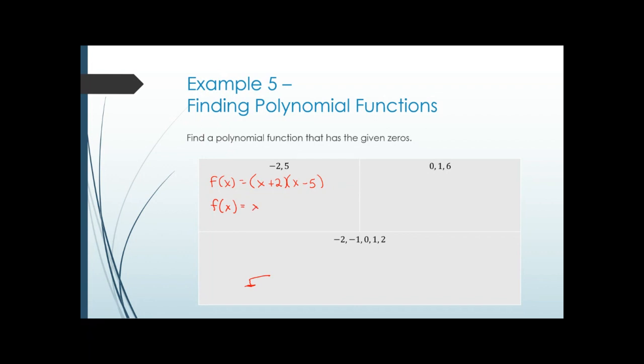So this would give us x squared, and let's see, 2 minus 5, minus 3x minus 10. So you take the zeros, you write them in factored form, and then you multiply it out, and that gives you a polynomial function that has those zeros.